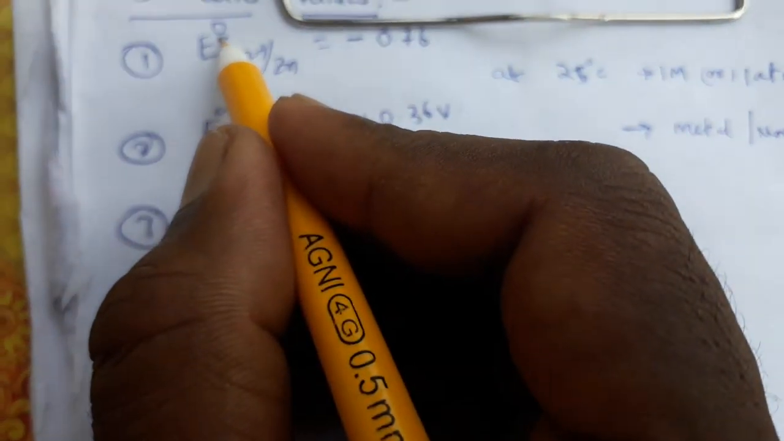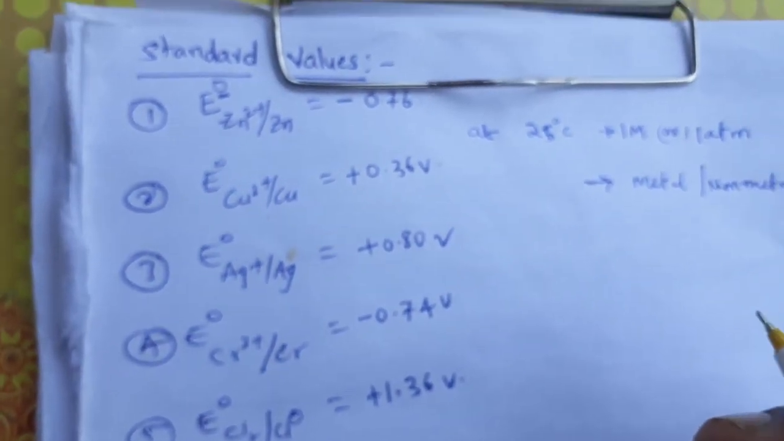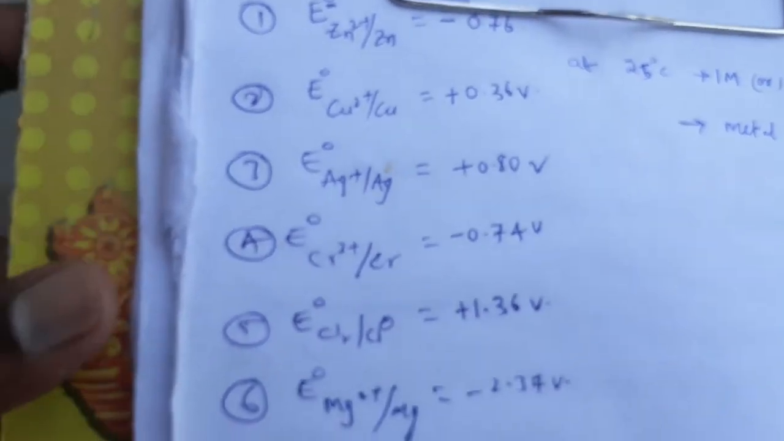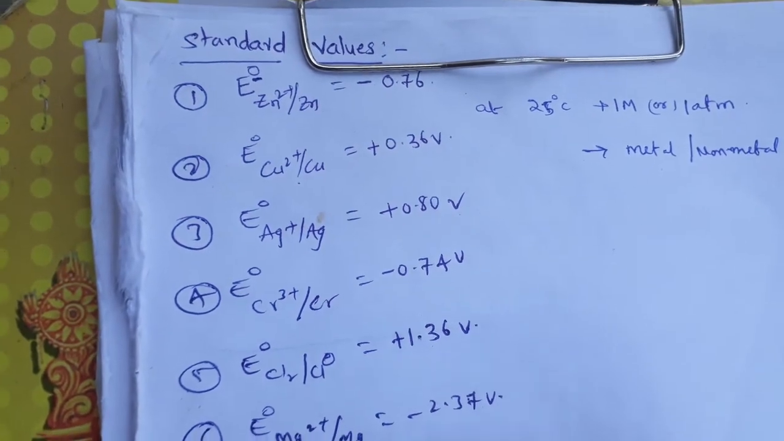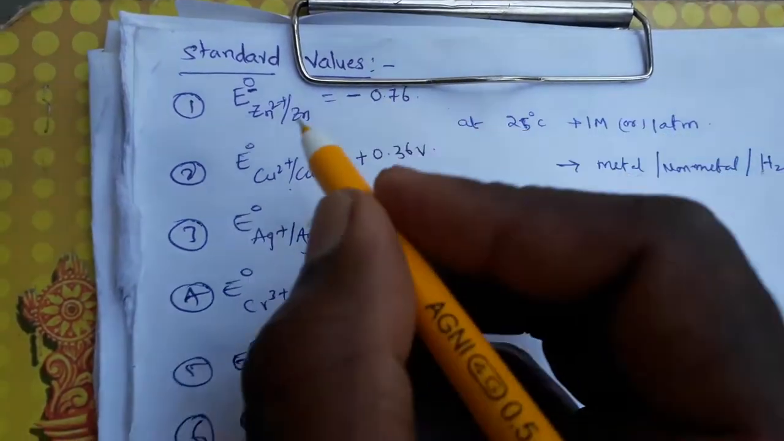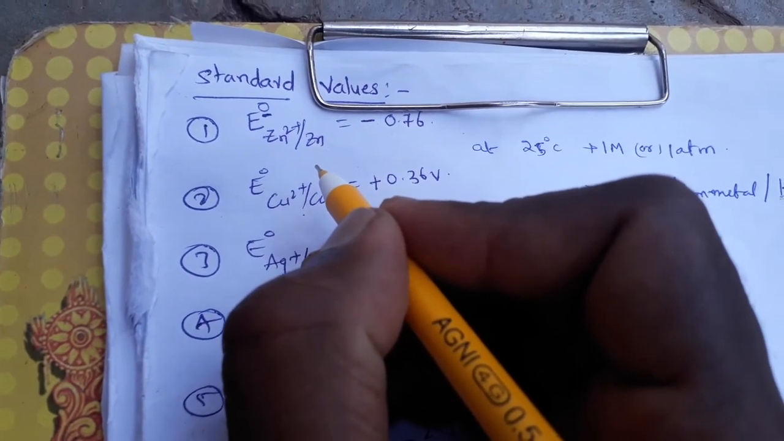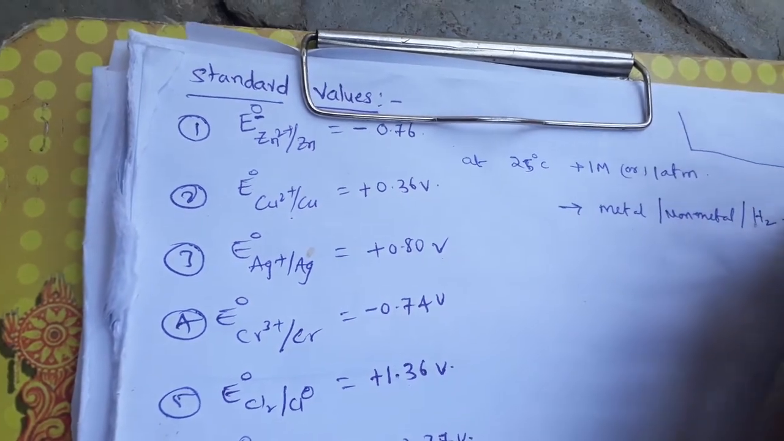Naught indicates that it is the standard electrode potential. So these are standard electrode potentials. Zinc, first for the zinc. Is this a reduction potential or an oxidation potential? If you have a doubt, reduction potential or oxidation potential.